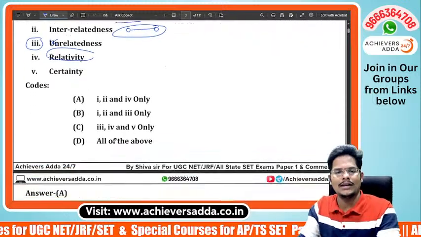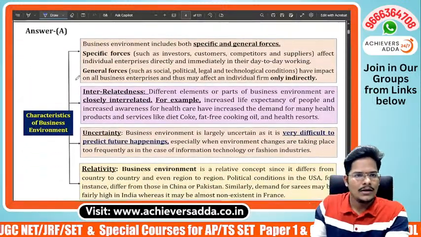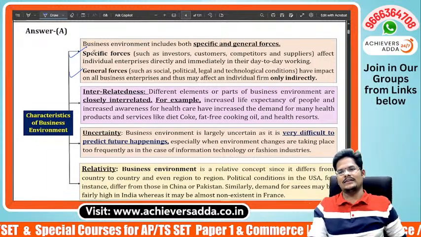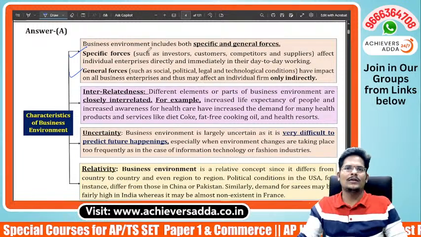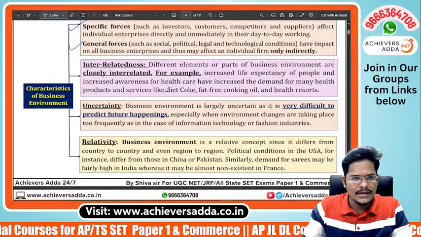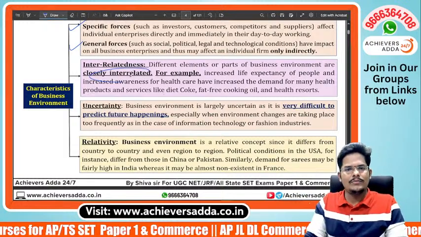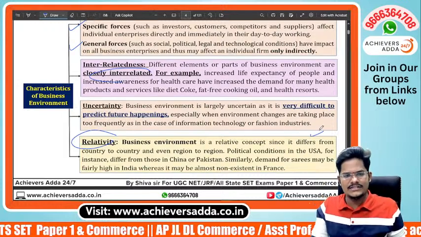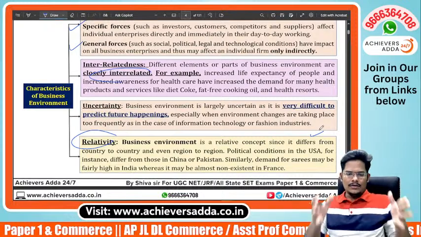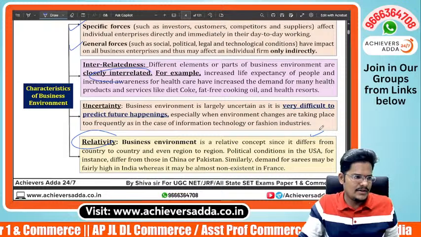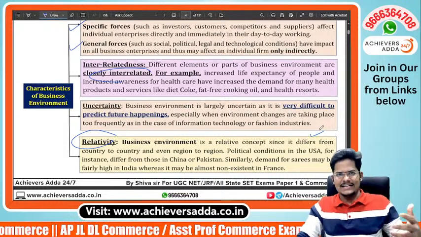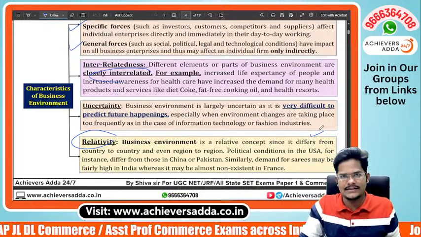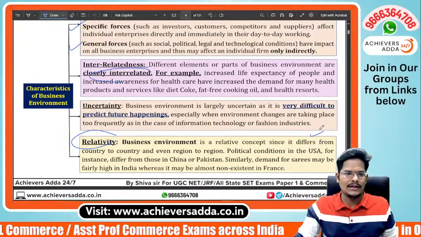If you look at all characteristics of the business environment, we have general forces and specific forces. General forces are nothing but all macro environmental factors, and specific forces are only related to your micro, like company related. Interrelated means closely business environment and parts of the business, one is depending upon the other. And relativity is a concept which differs from country to country. How you deal with the business will be different, right? So political condition, geopolitics, or else in that country economy and their legal restrictions, cultural restrictions, that will be making it different from one country to another country to deal with the business.